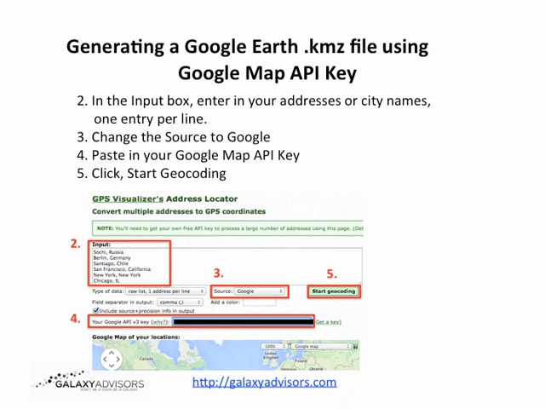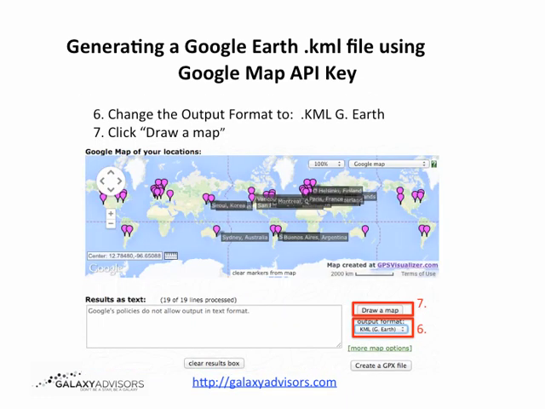Then change the source to Google that I've indicated in red in step 3. Then in step 4, paste in your Google Map API key that you just generated. I have mine blacked out here. And then in step 5, click Start Geocoding that I've indicated here in red. Once you hit Start Geocoding, off it goes. And then you'll get a map and it starts drawing the cities that you have and labeling them on the map.